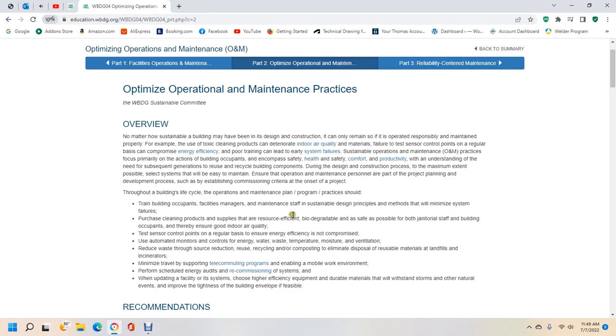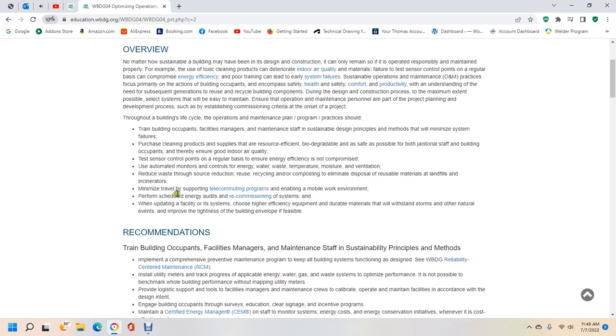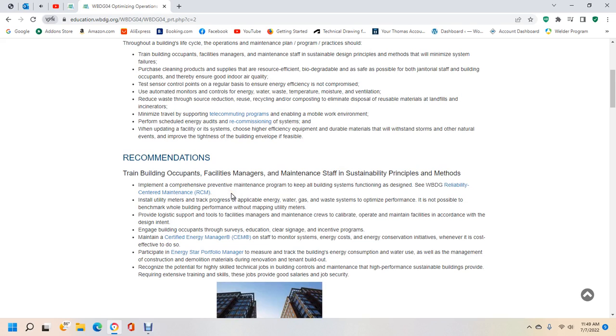Reduce waste from the soil through reduction and reuse of recyclable materials, and eliminate the disposal of reusable material in landfills and incinerators. Minimize travel to support telecommunication programs and enable a mobile work environment. Schedule energy audits with the recommissioning of the systems, while updating the facility and systems, choosing higher efficiency equipment and durable materials against wind, sand, storms, and other natural events, improving the tightness of the building environment where feasible.